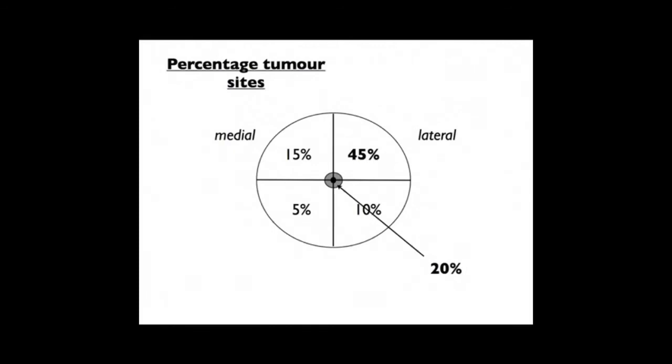Okay, we spoke a little bit about this earlier, but just to clarify, the most common site for occurrence of tumours is the upper outer quadrant, where 45% will occur. The next most common site is the areola area, where 20% will occur.